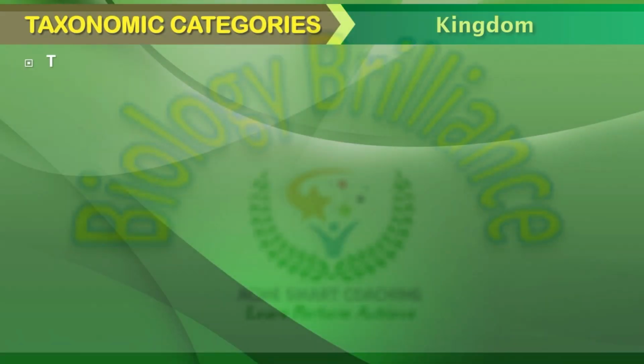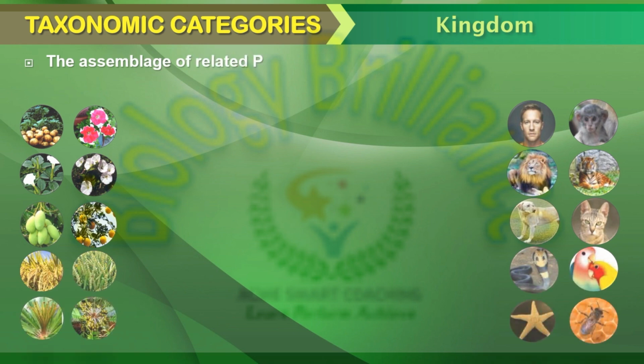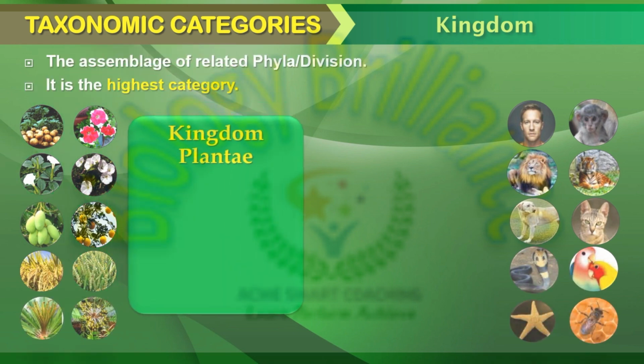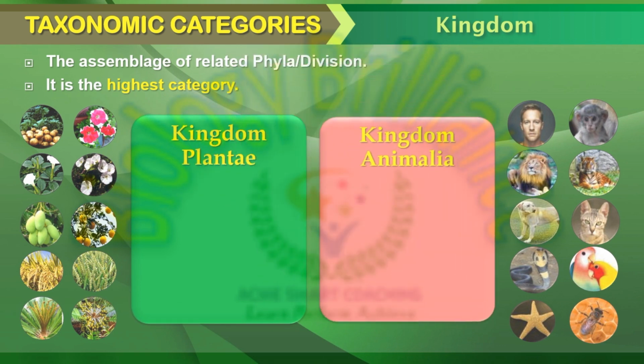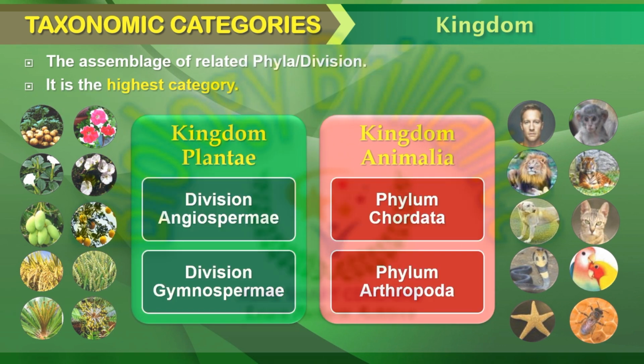Now the highest taxon, kingdom. Division Angiospermae and division Gymnospermae belong to plant kingdom or kingdom Plantae. Similarly, phylum Chordata and phylum Arthropoda belong to animal kingdom or kingdom Animalia.